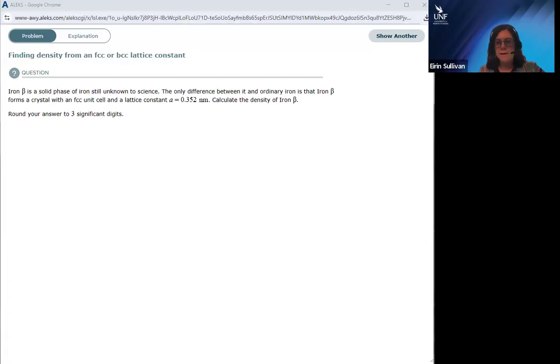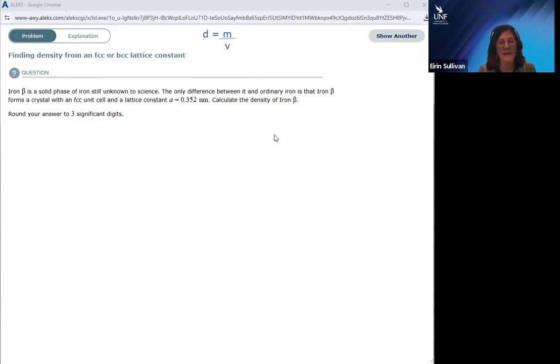Okay, so finding density from an FCC or BCC lattice constant. What you're aiming for is a density in terms of grams per centimeter cubed. Remember, density is mass over volume. Usually the units we use for chemistry would be grams per centimeter cubed or grams per milliliter. For this question, I'm pretty sure you're being asked in terms of grams per centimeter cubed.